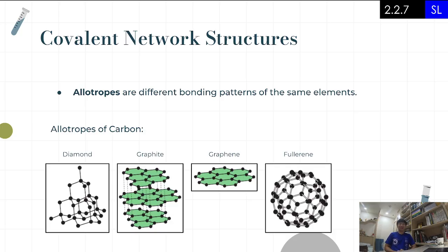All right, covalent network structures. We didn't really go through this in class, but basically you want to know one good example. Allotropes are elements that are the same but have different bonding patterns. A really good example for this is carbon. There are four main ones mentioned in the textbook: diamond, graphite, graphene, and fullerene. The fullerene looks like a ball. Graphene is like a single sheet of graphite, and the diamond is in that shape.